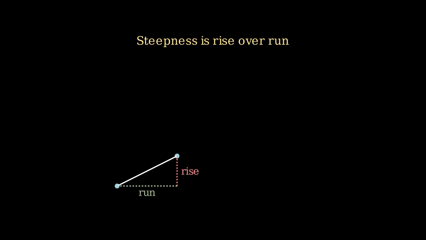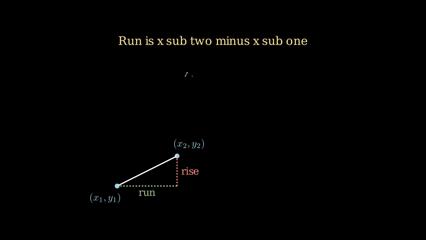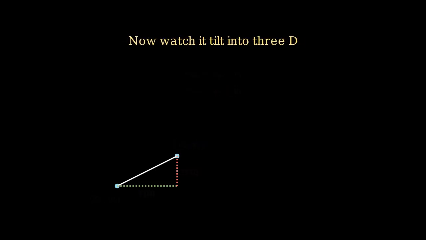Steepness is measured as rise over run, how much you go up divided by how much you go across. Let's reuse the exact same right triangle from before, with the same 2 points, point 1 at x sub 1, y sub 1, and point 2 at x sub 2, y sub 2. The horizontal leg, the run, has length x sub 2 minus x sub 1. The vertical leg, the rise, has length y sub 2 minus y sub 1.